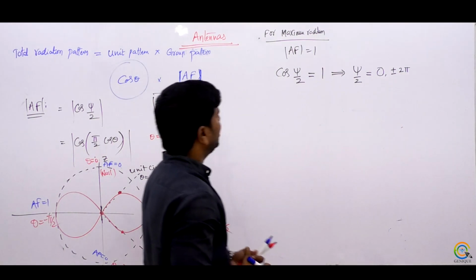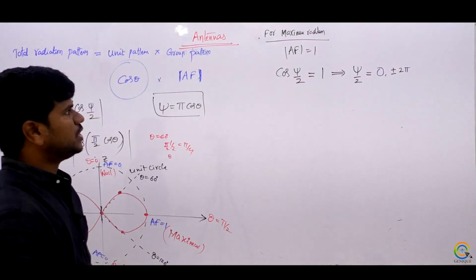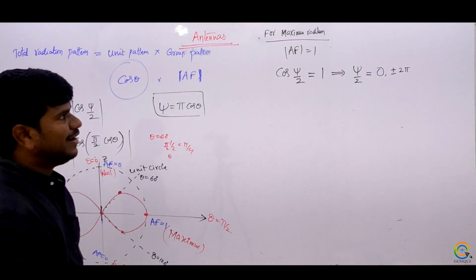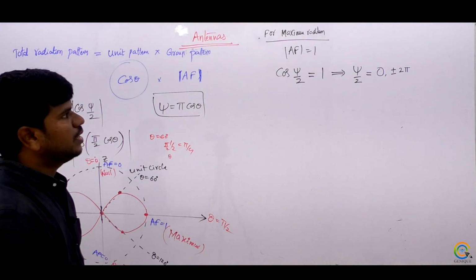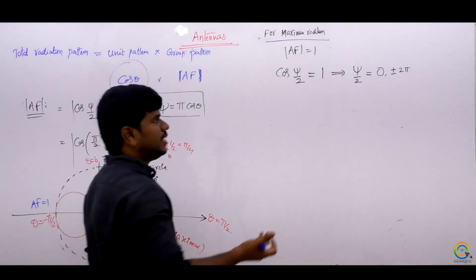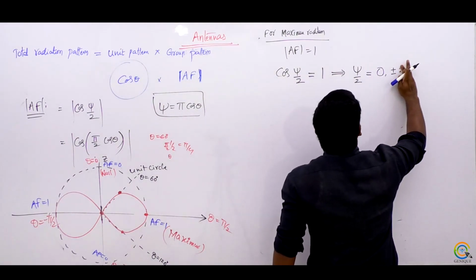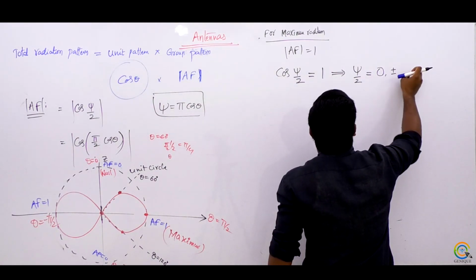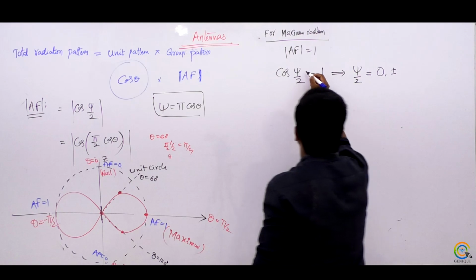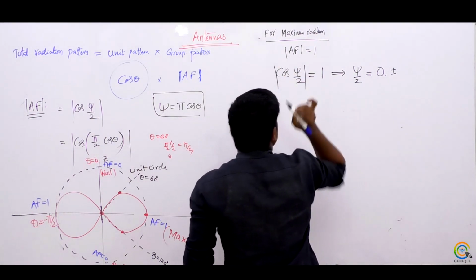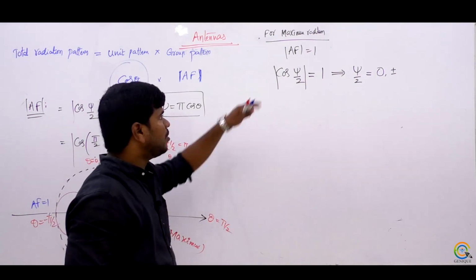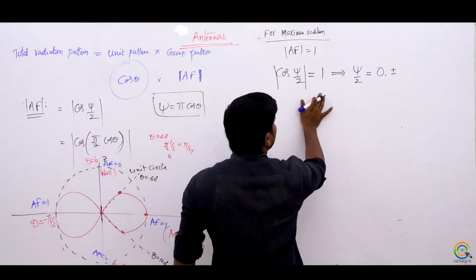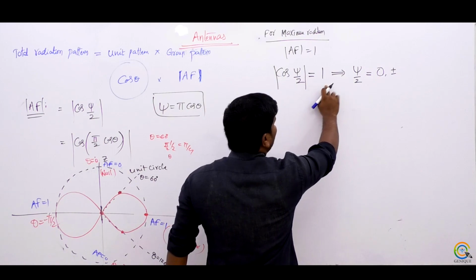Okay, if cos(psi/2) is equal to 0, it is 1, and one more thing, plus or minus pi, not 2 pi. What is this? This is the array factor. The array factor is equal to 1, write the mod value here. If the mod value is equal to 1, what can I write?